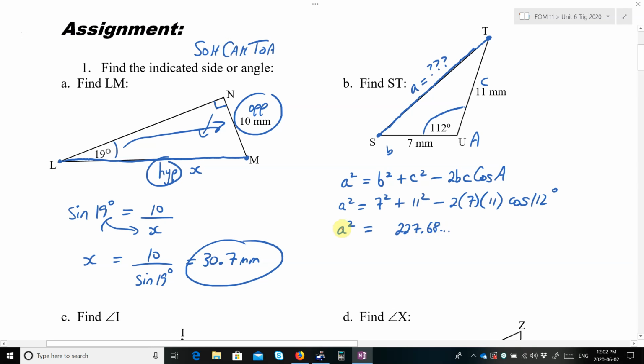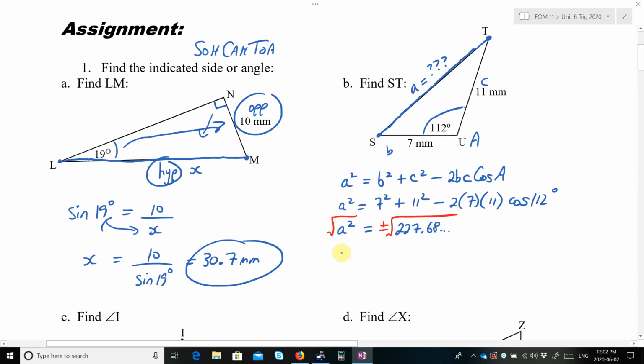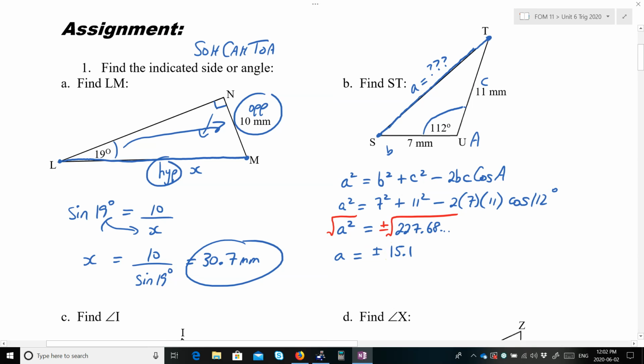And to get A by itself, I have to get rid of the squared, so I have to square root both sides. And the answer that works could be plus or minus of that. And so A is equal to plus or minus. I'm going to go second function x squared to get square root. And then you have to go second function negative key to get the word answer in there. We square root that, we get 15.1. We are finding a side length, so we're going to reject the negative answer, and we will just say that A is 15.1 millimeters. Okay, right on with the answer key.